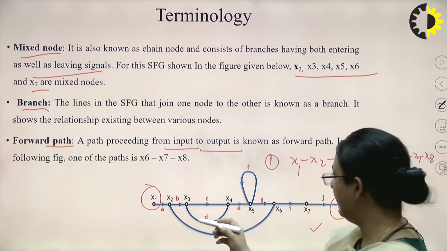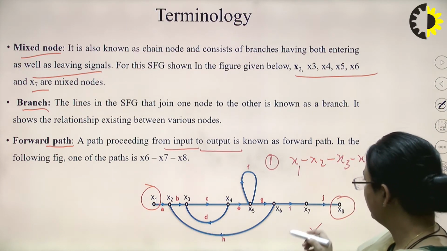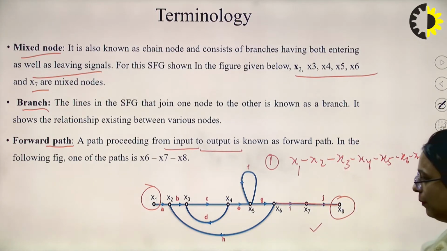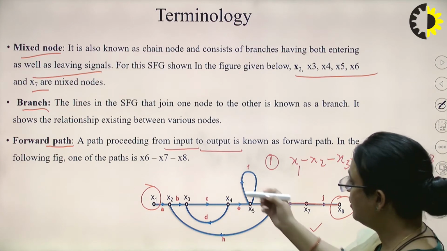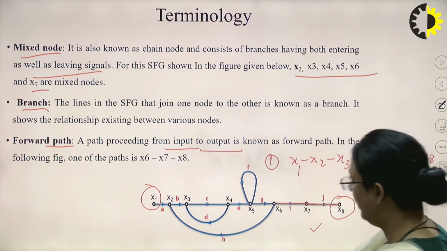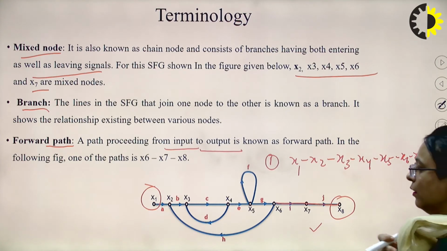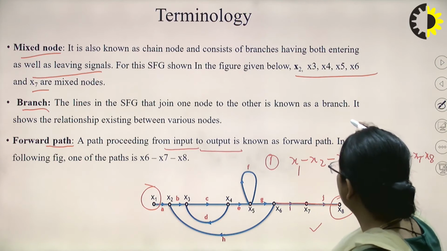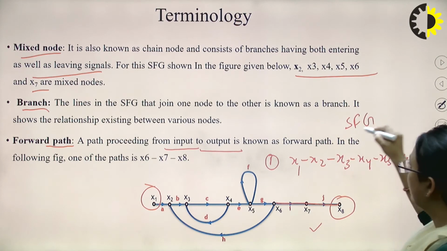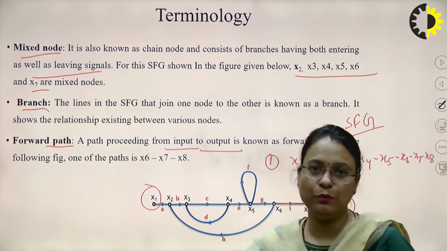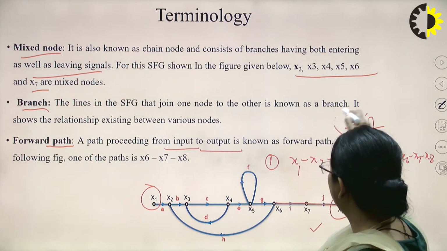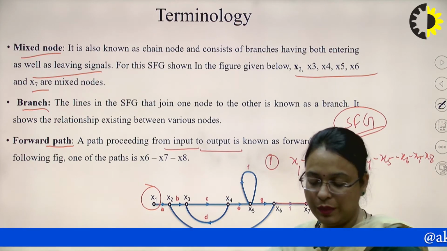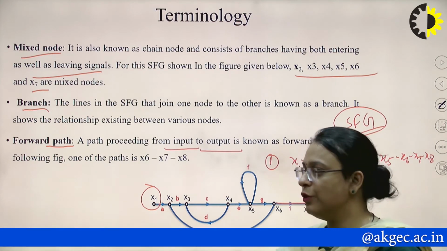Another forward path can be formed here. You can say this can also be represented as a forward path. It must be from X1 to X8. There could be a number of forward paths in a particular signal flow graph. So the SFG, unlike the block diagram, is not a unilateral property of the system. By writing a number of equations, we can form different SFGs of a particular system.